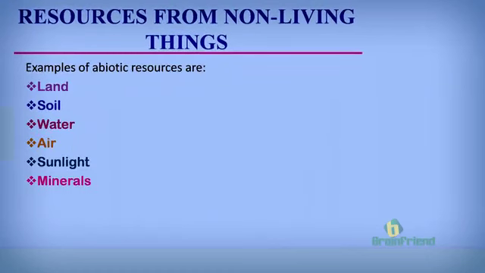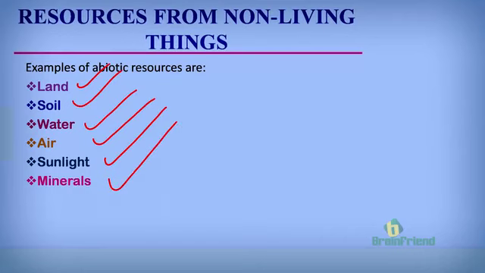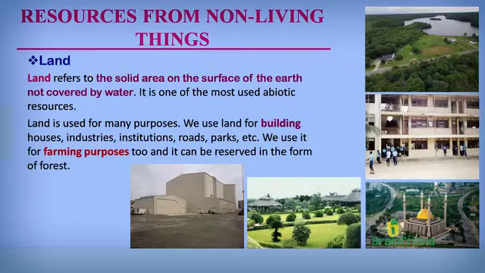General examples of abiotic resources, and these are the examples we shall be looking at in today's class, include land, soil, water, air, sunlight, and minerals. You agree with me that all of these resources are present in our environment. They occur naturally in our environment. We do not make them. They are not made by humans. And they also do not have life. So they are non-living resources.